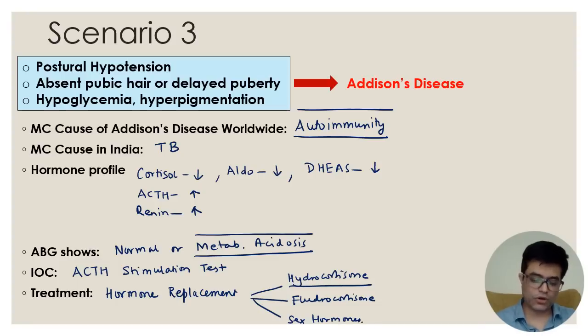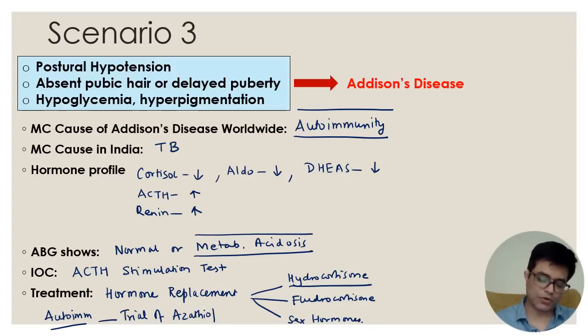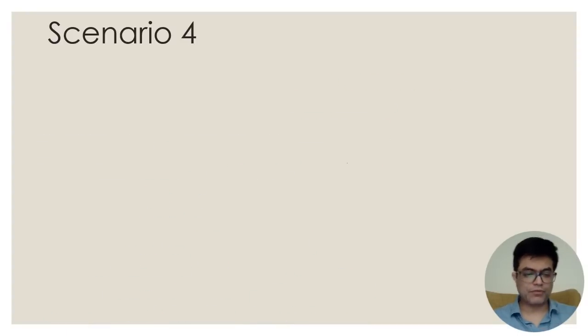And if it is an autoimmune cause, you can give a trial of a drug called azathioprine. Azathioprine has been found to be effective in some patients, not all, but some grossly autoimmune disease patients who are presenting with Addison's disease. And then we have scenario number 4.